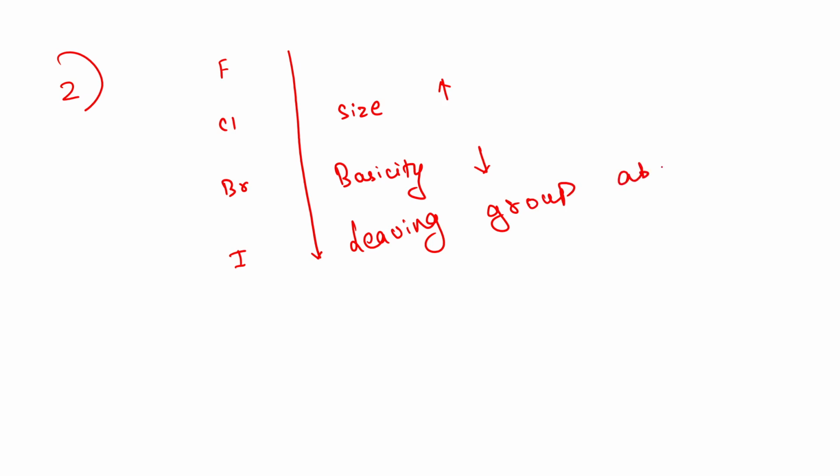Leaving group ability increases. Okay, so iodide anion is a good leaving group as compared to the bromide anion, right?